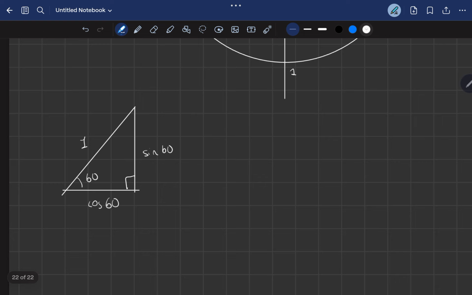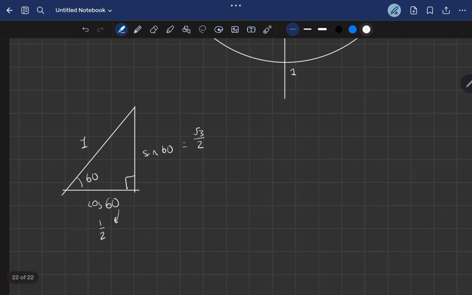Okay? And if you put this into a calculator, or if you've memorized the trig values of certain angles, you know that cos 60 is 1 over 2, and sine 60 is root 3 over 2.